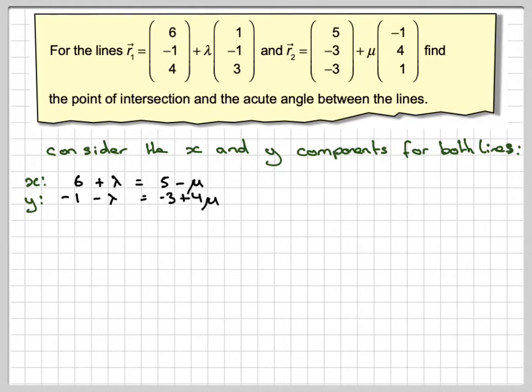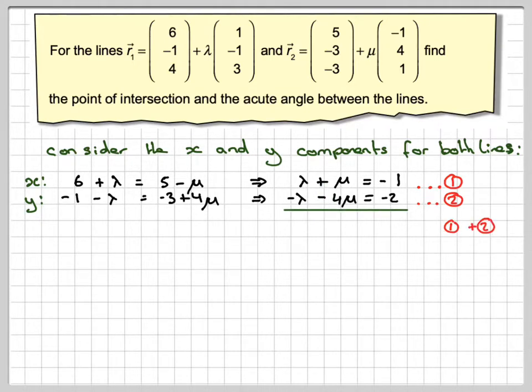Right, then we need to rearrange each of these. So we've got lambda plus mu is equal to minus 5. Now take great care when doing this because it's very easy to make a mistake. And then I'm going to say minus lambda minus 4 mu is equal to minus 2. We'll call that equation 1, we'll call that equation 2, and we'll just solve them simultaneously. We don't need to do any multiplication. I can just add the two equations together and lambda will be eliminated.